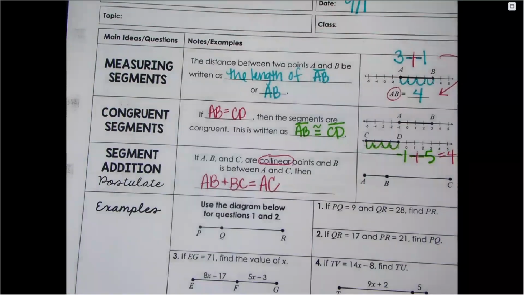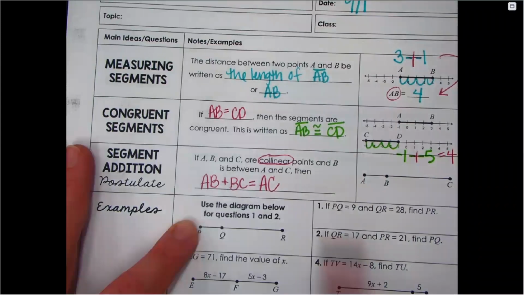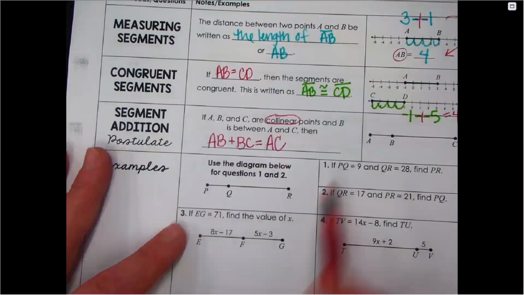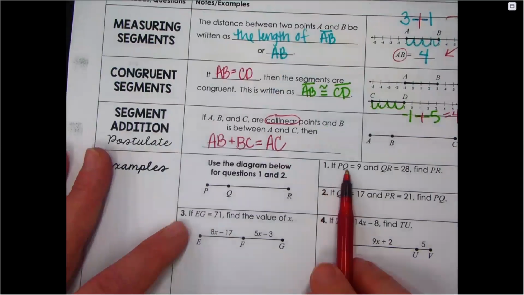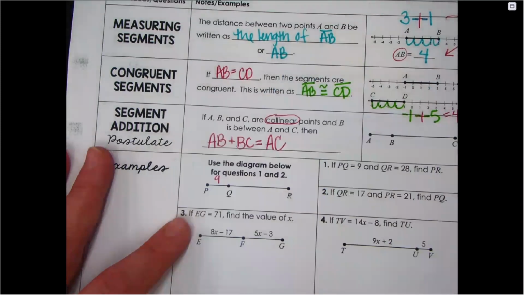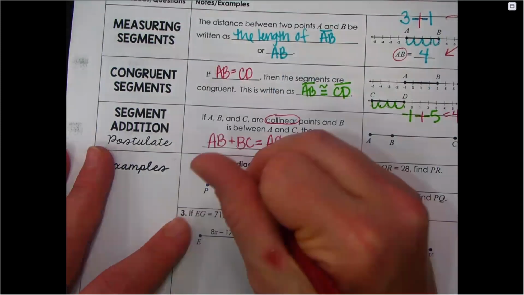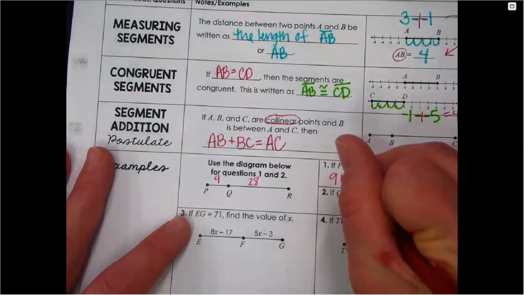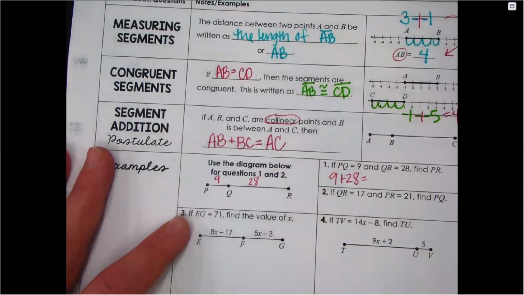So if we look at the first one, it says, use the diagram below for questions 1 and 2. So PQ equals 9. So that means this is 9. And QR equals 28. They want you to find PR. Well, what would you do? Easy. You add them together. What is 9 plus 28? Bingo. So the distance between PR is 37.